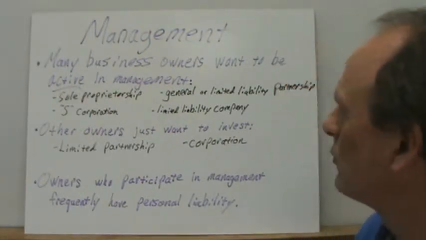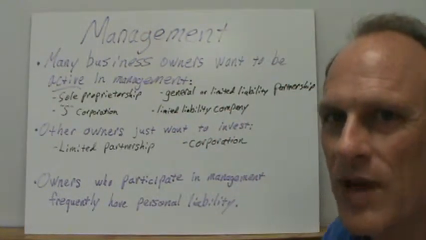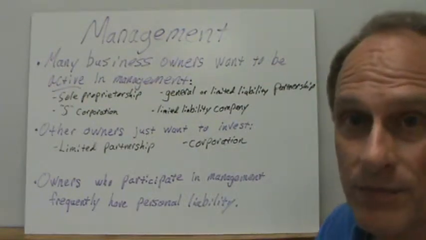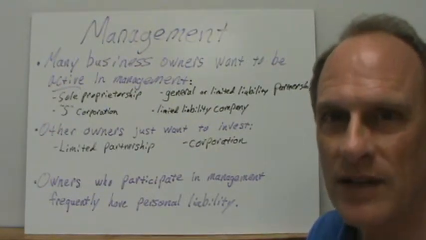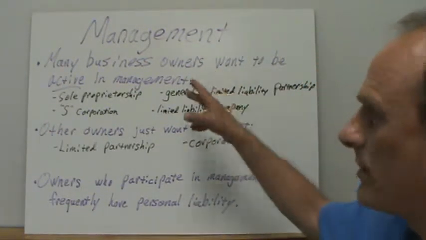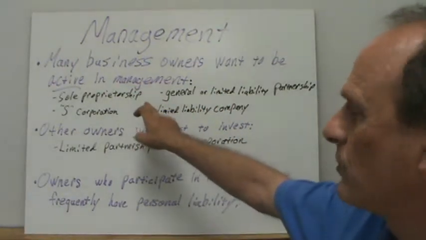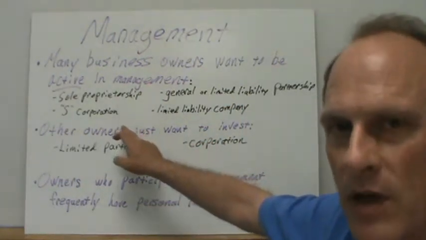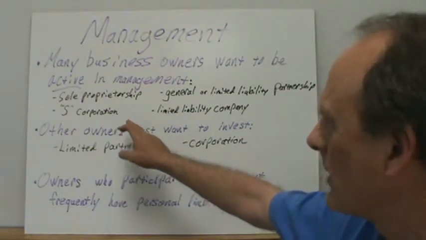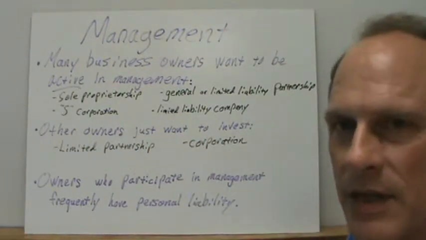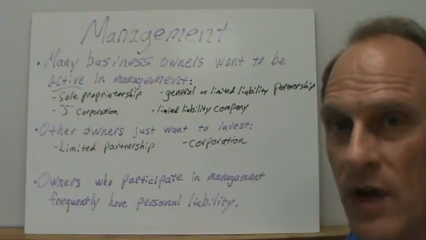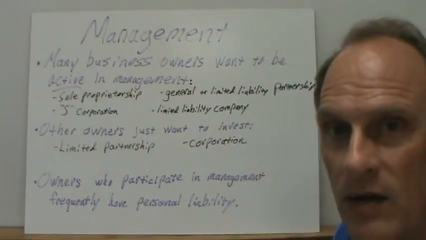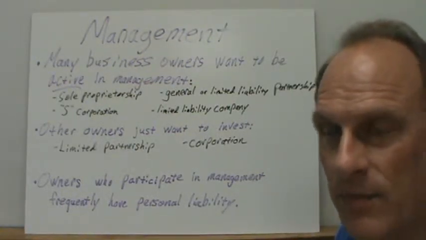Management. Management is another issue. Some business owners want to be active in the running of the business. That's great. Other business owners just want to be investors and they don't want to be actively involved. So let's talk about this for a minute. Sole proprietorship, general or limited liability partnership, or even what we call the S corporation or subchapter S corporation, or a limited liability company. All of those are very suitable for the people who have invested and own the business to then participate as well in the running of the business.